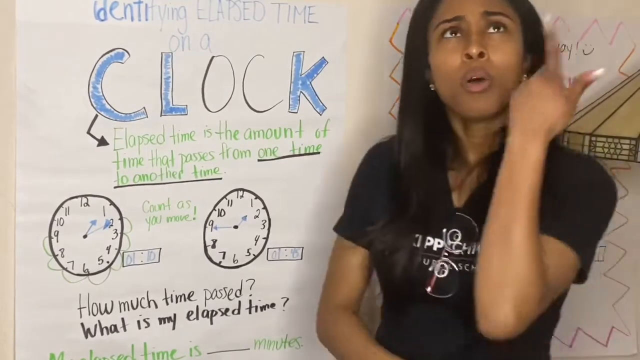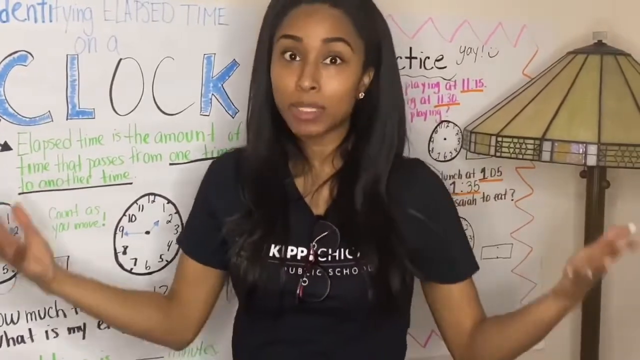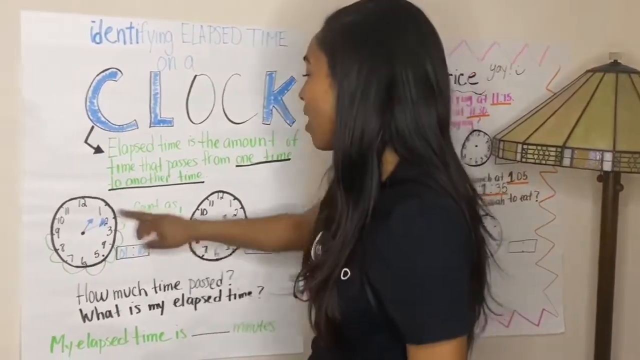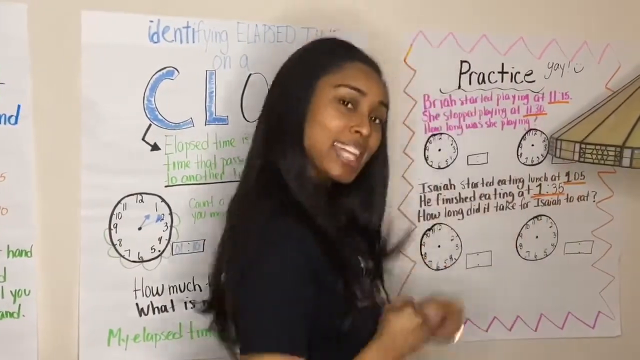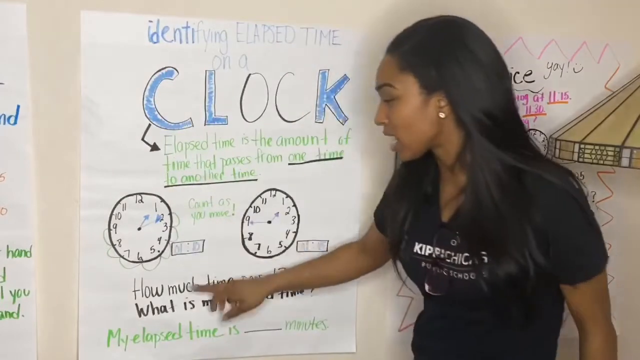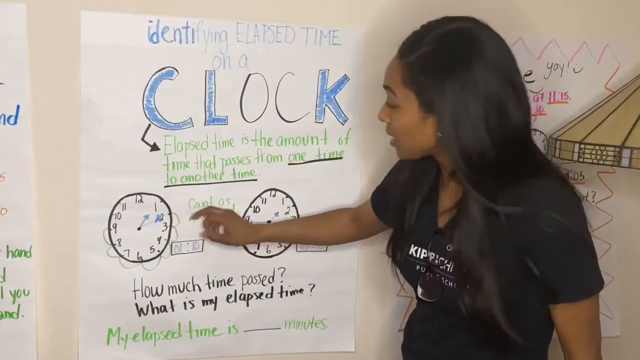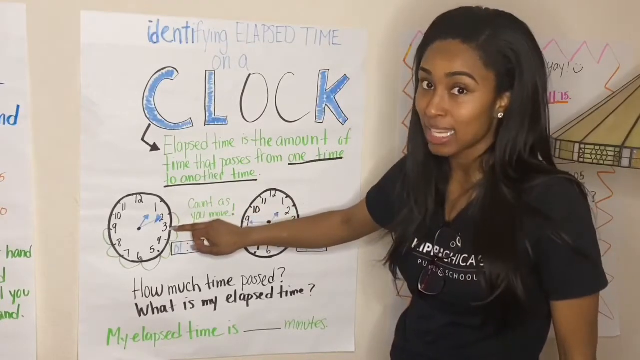Now, what did I say we do when we want to find how much time has passed in between? You got it. I'm going to count as I move. I'm starting at 1:10. I'm going to count as I move by fives. From one number to the next, it's 5 minutes that passes in between.